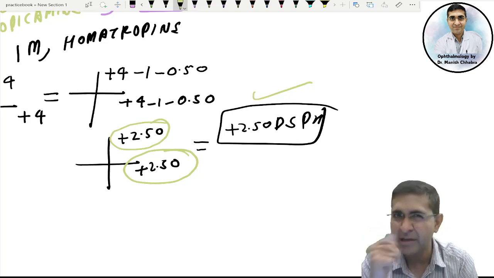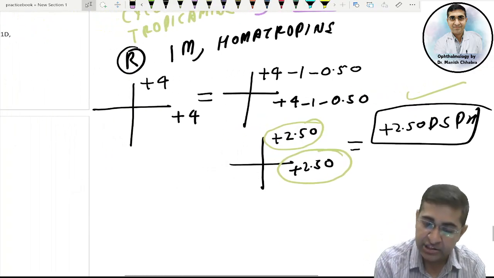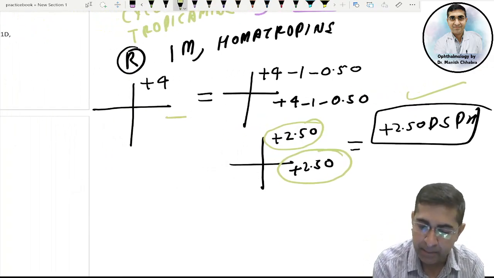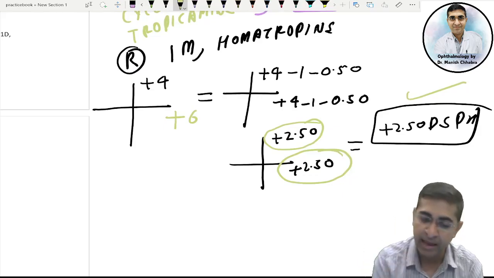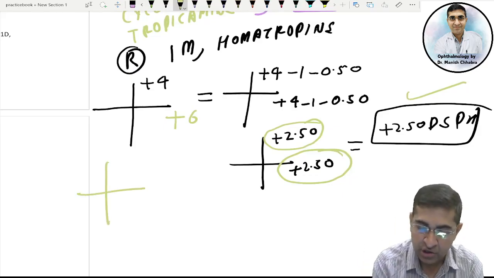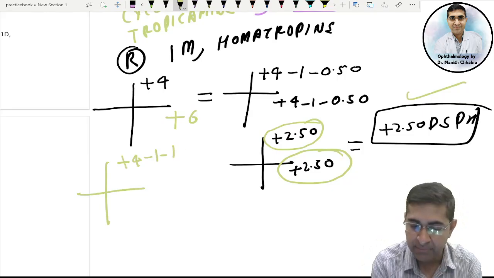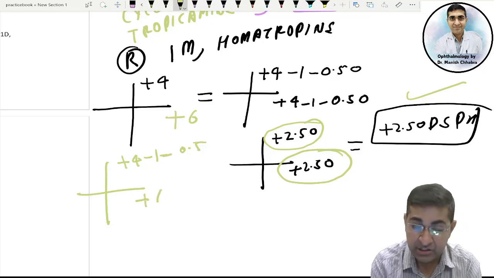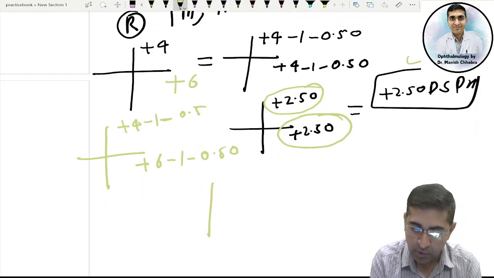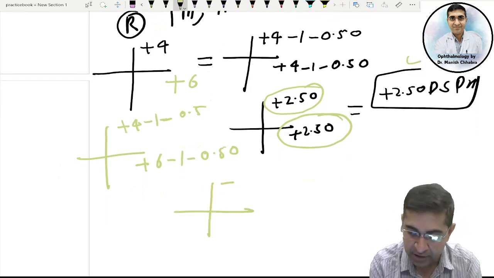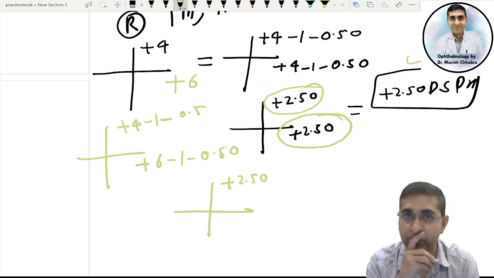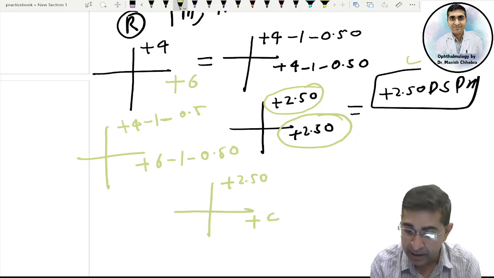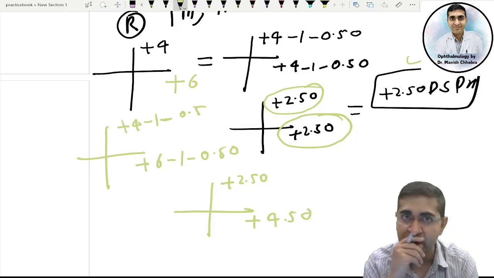Okay, can I step up a little bit? Let's do that. Instead of +4, let's take +6. Now apply the same corrective values. So +4 -1 -0.5, then +6 -1 -0.5. So now the final power which you will give is +2.50 here, but here +4.50.